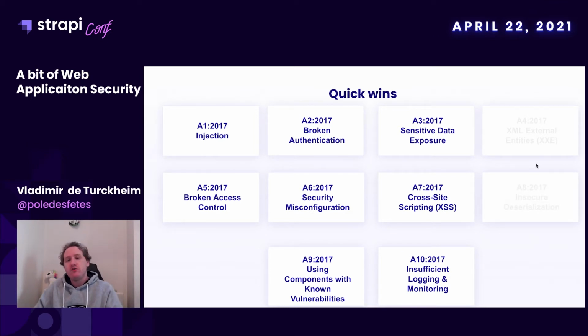The second one we will remove is insecure deserialization. Insecure deserialization happens when someone is able to execute arbitrary code when data is deserialized from the network in the application server.